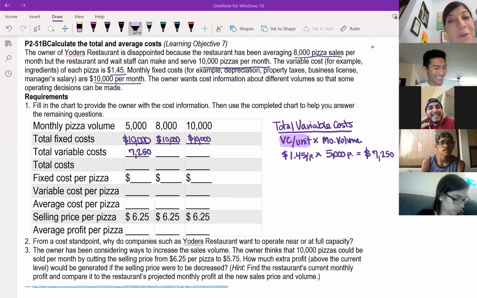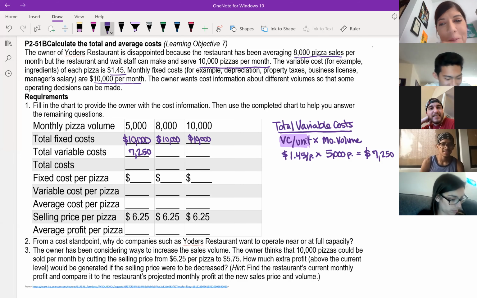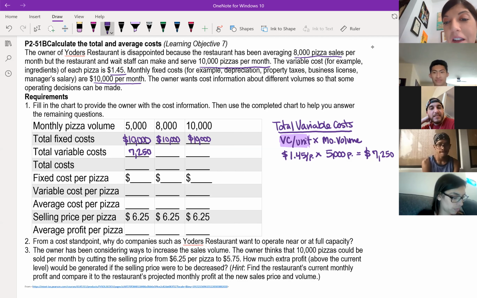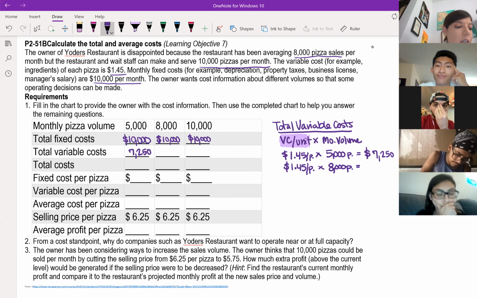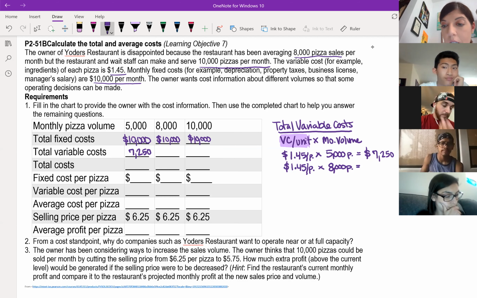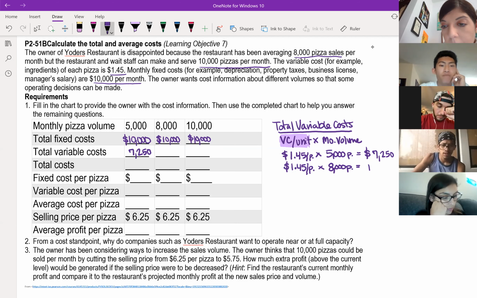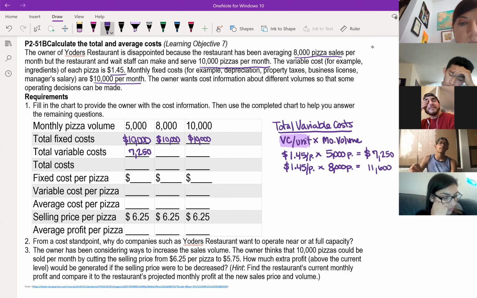Sorry, you guys have to remind me of that one. I never forget in financial accounting, but I always do in this class. So we know that variable cost per unit remains constant at every activity level. So $1.45 per pizza. Volume level has increased, so we're going to expect total variable costs to increase, right? So when we sell 8,000 pizzas, how much in variable costs will we incur? 11,600. 11,600, correct.